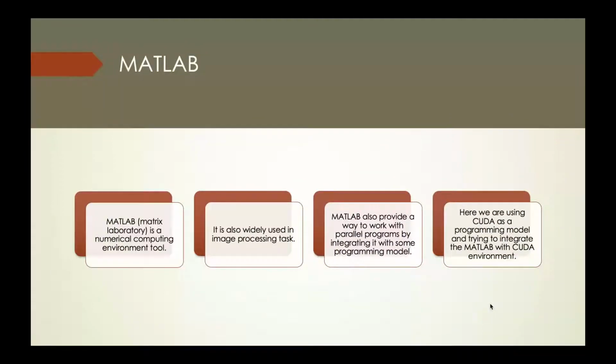MATLAB. An image is a collection of pixels. For representation of images, computation and transforming them, these pixels will be represented in the form of matrices. Here, we will be using MATLAB for carrying out numerical computation. MATLAB also provides a way to work with parallel programs by integration through the programming model. Here, we take the help of the CUDA programming model to attain this.